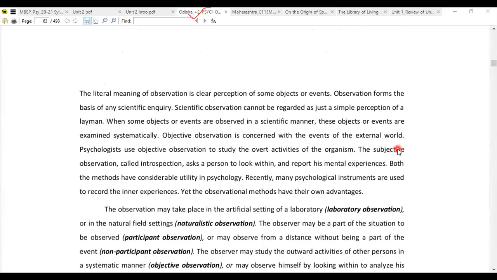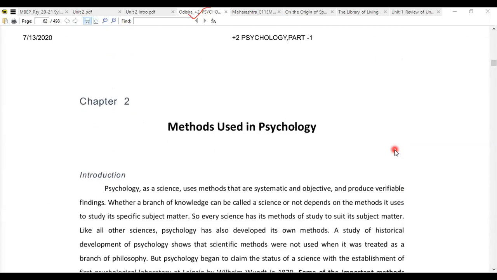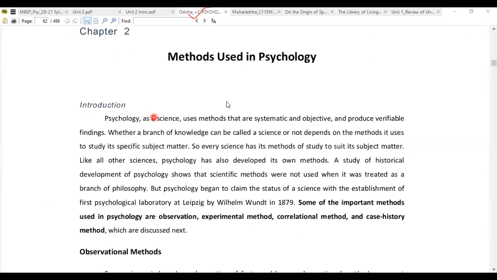So he directly jumped into the methods. After coming here, let's see the introduction. Psychology as a science uses systematic and objective methods, with verifiable findings. This is a scientific method that should be objective, verifiable and replicable. Based on that, whether a branch of knowledge can be called a science or not depends on the method it uses to study its specific subject matter.